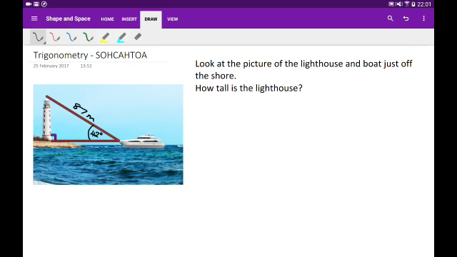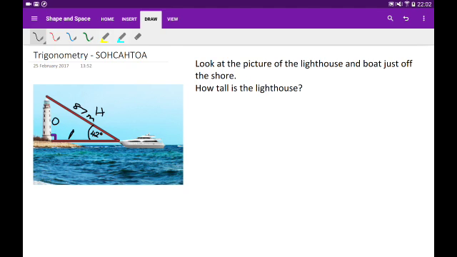Now, before we decide which formula to use, we need to label the sides first in our right angle triangle. The 87 metres is the hypotenuse, the longest side, opposite the right angle. It's always opposite the right angle. The lighthouse itself, which is the second side of the right angle triangle, is opposite the angle 42. So we label that O, because it's opposite the angle.